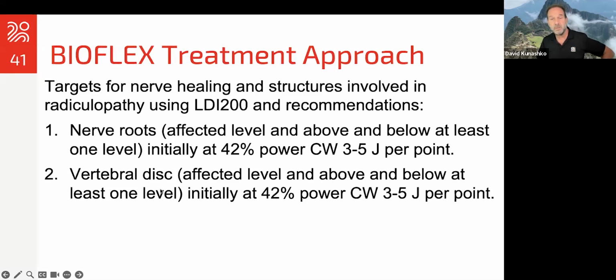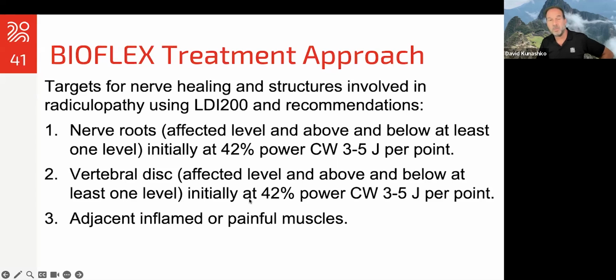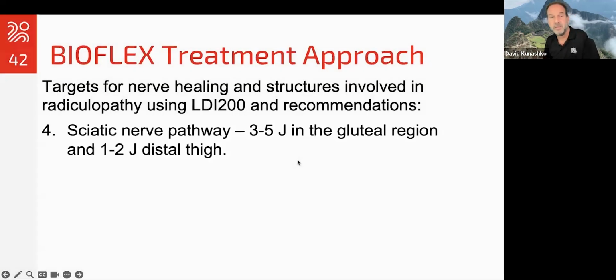You also want to treat the vertebral disc as well, again at around 3 to 5 joules per point, and then any muscles involved, whether it's a piriformis or anything else that's tender or painful as well. You'll also want to treat the pathway of the sciatic nerve. Again, get 3 to 5 joules in the gluteal region. You can gently push down to try and get that light closer to the sciatic nerve. And then as it's traveling more superficially in the posterior thigh, 1 to 2 joules over the distal thigh.